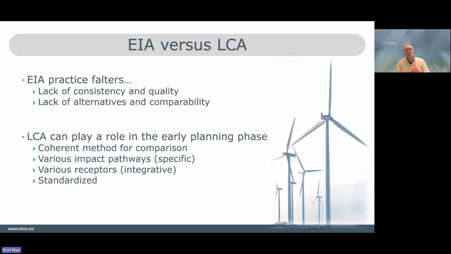And also because it often lacks alternatives because it's hard to do. So you often compare a zero alternative of not constructing something with the proposed construction, but not having other alternative sites for development. And LCA, I think, is a quantitative measure where you can actually have a strong role also in the early planning phase. So actually have a standardized approach to quantify the impacts, be very transparent of what is actually being assessed, both in the impact pathways and what receptors are done, which can also be directly compared among different aspects, which I think is very important.